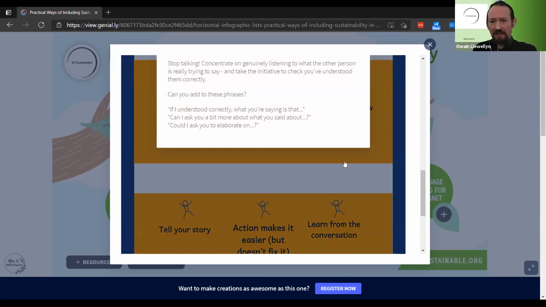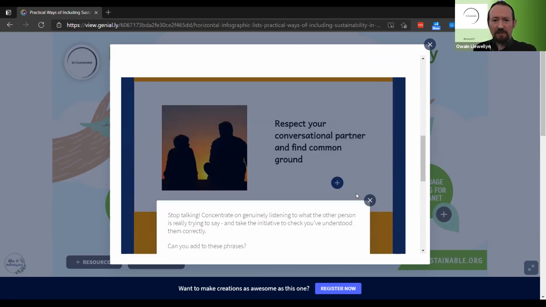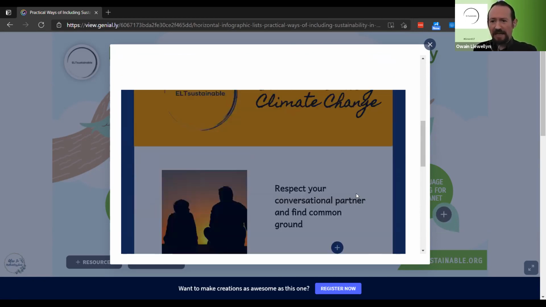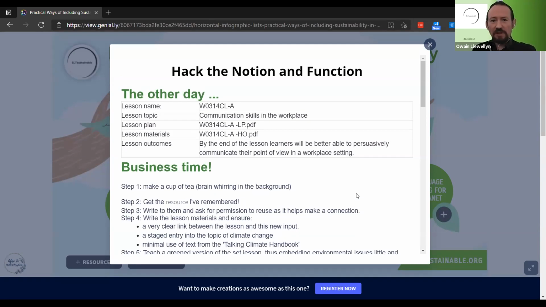And my learners were satisfied because they got lesson W0314 CLA, which they'd signed up for with functional language. And I was happy because I ninjaed in some focus on environmental issues. So everyone was happy. So that's my first point. If you have a very constricted syllabus, find ways to bring it in, even if it's 5 or 10 minutes within the existing lesson topic. My second point is slightly longer, which should be coming up any second.